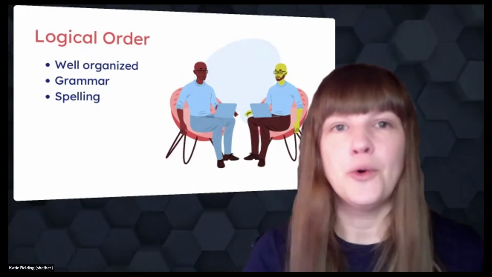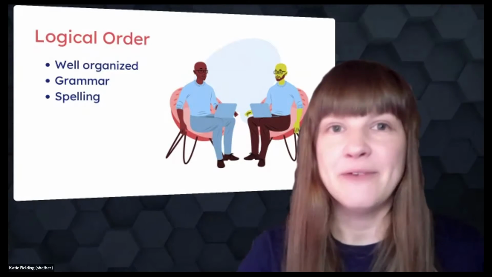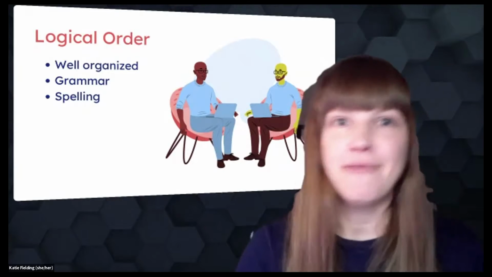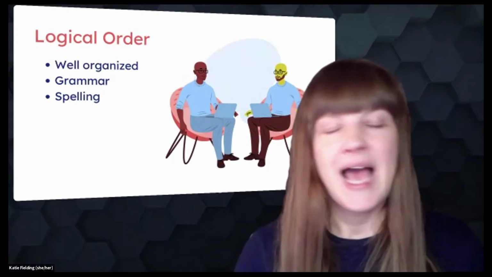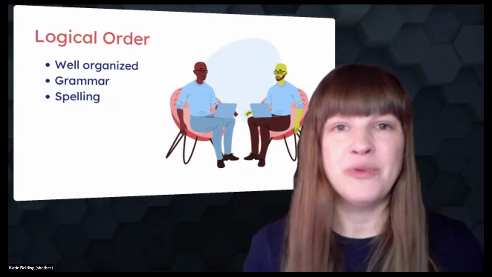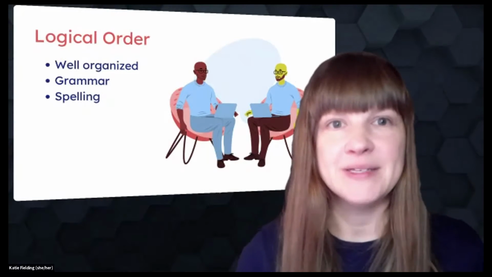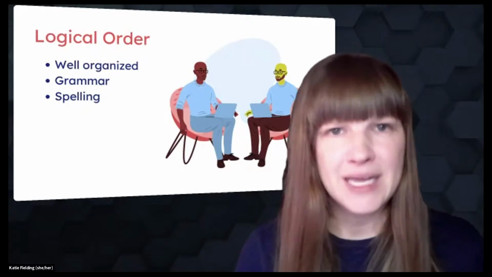Next is logical order. This is really going to help those students who are neurodiverse make sense of what's on your page. If you're making sure that everything you're putting on the page is in logical order, well organized, has good grammar and good spelling. That good grammar and spelling is also going to help those students using screen readers, because it's going to make sense. And of course, it's going to help everyone. If things are misspelled, it's going to be harder for everyone.